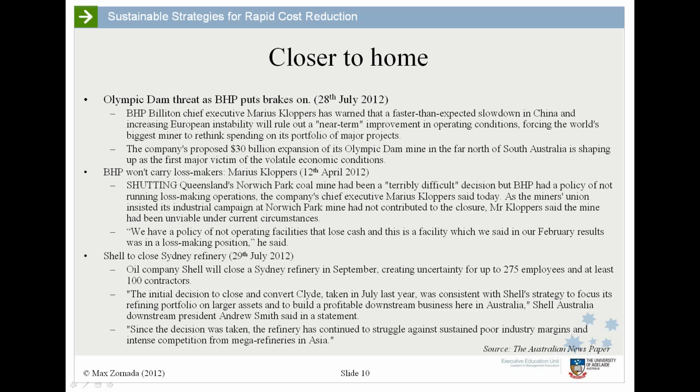Closer to home, this past week we've seen BHP put the brakes on the development at Olympic Dam. So that's been delayed. The current thoughts are that it will be delayed at least 2 years and possibly more. BHP have also this year closed down 2 mines, the Norwich Park coal mine, which is on this particular slide, but also in Kalgoorlie, one of their nickel mines was closed, and Shell announced that they'll be closing the Sydney refinery as well as Caltex announcing a closure, all aimed at reducing costs. They felt that those refineries were just not cost competitive.